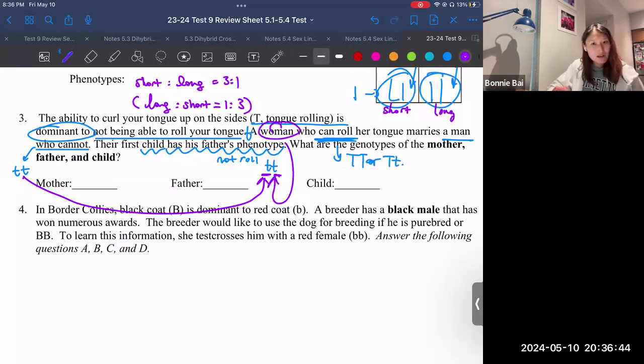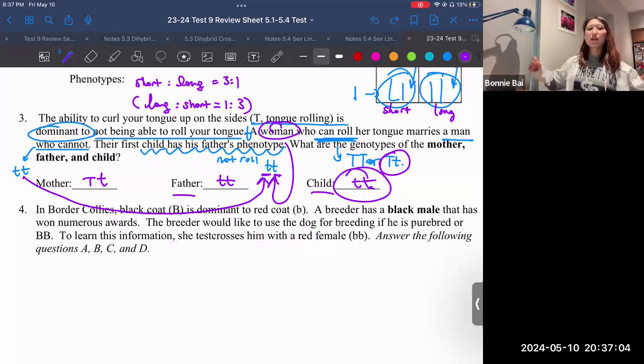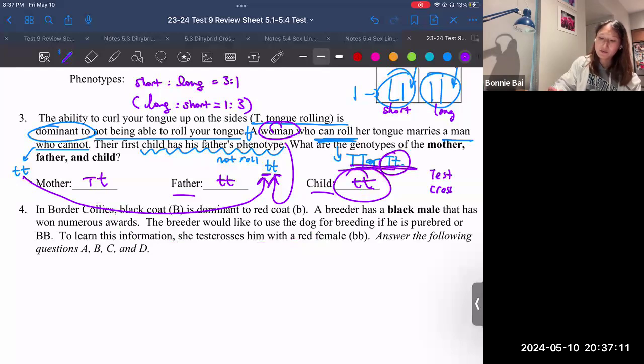How can mom give the child a little t? Well, mom has to be this one. See, it's just a little puzzle. So mother is big T, little t. Father is little t, child's little t. These two were easy, but your job is to use the child to figure out what's going on with mom. Okay, cool. So this one's kind of like a test cross, right? We take a dominant and we cross it with a homozygous recessive.